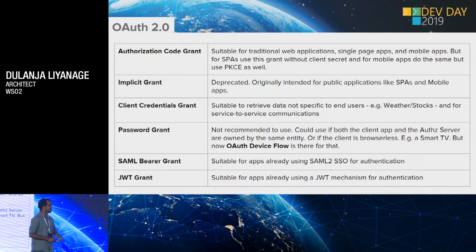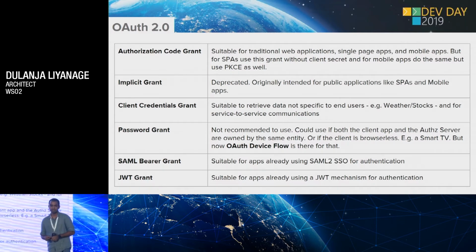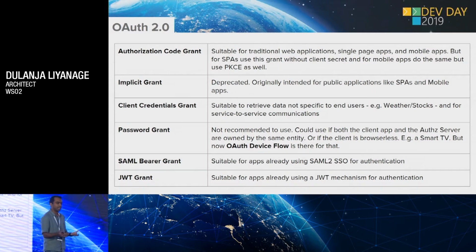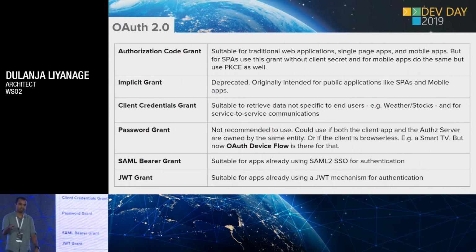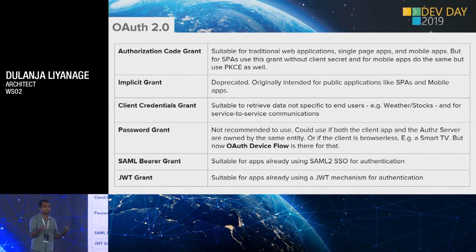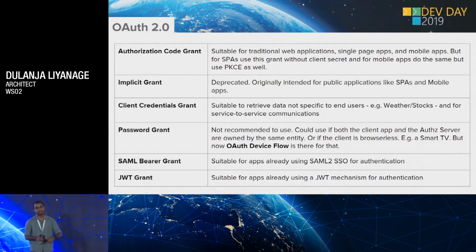Right. So SAML bearer grant, JWT grant. SAML SSO is an authentication mechanism, right? If you already have SAML in your app, you can use this grant to get an access token to call the API. And if you have some authentication mechanism using JWT, you can use the JWT grant to get an access token.